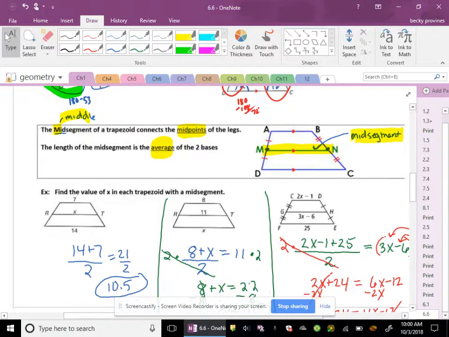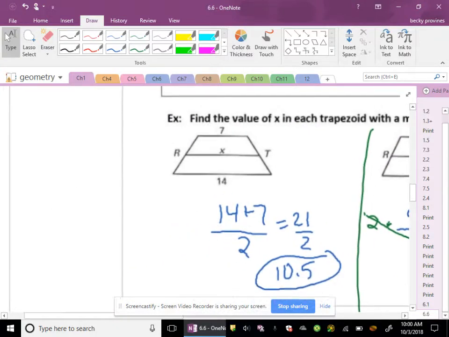So this is actually pretty easy. You guys know how to do averages. You add them up, then you divide by however many that you have. Well, we always have two bases, so that means we're always going to divide by 2. So let's add the top and bottom bases, add them up, divide by 2, and I get 10.5.